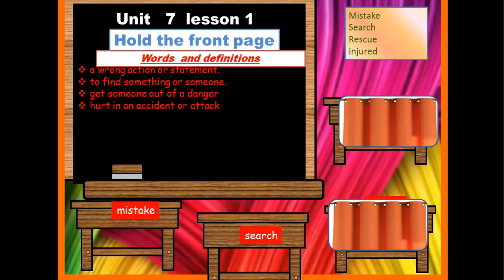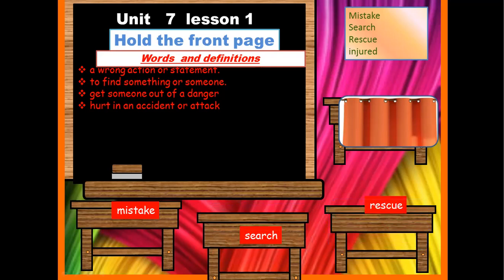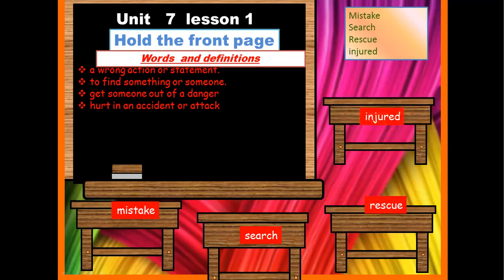Okay, get someone out of danger. It's rescue. Or, okay, hurt in an accident or an attack, it's injured. Someone who is injured in his hand, has some wounds in his hands or legs and so on. So it's injured.